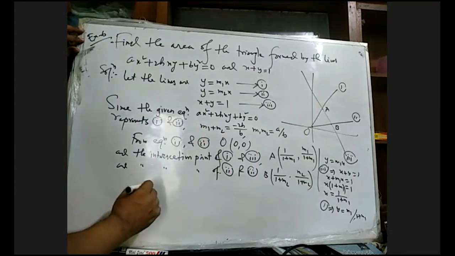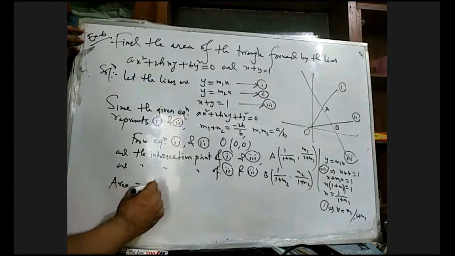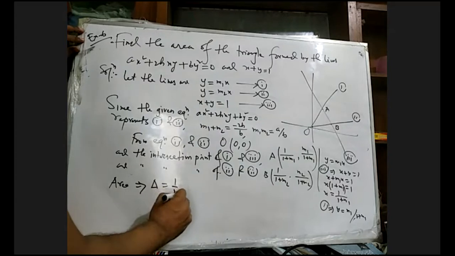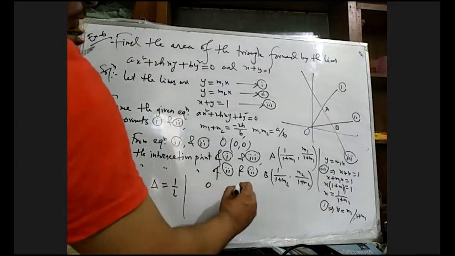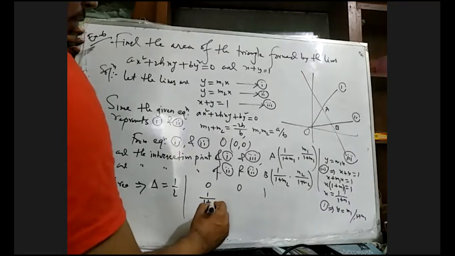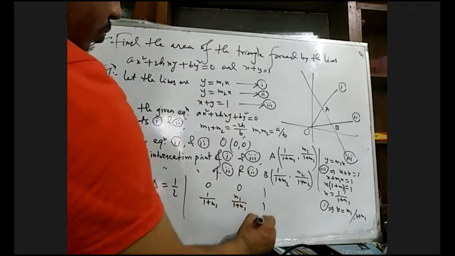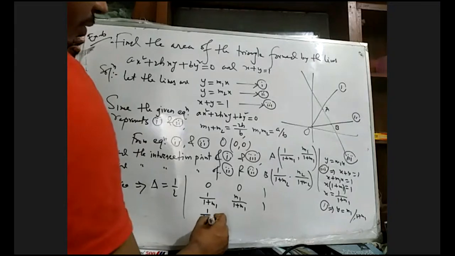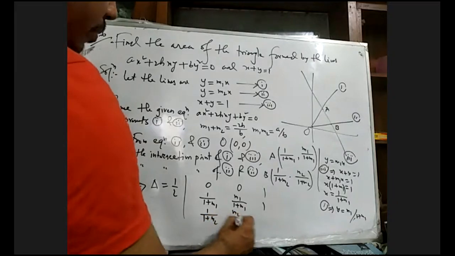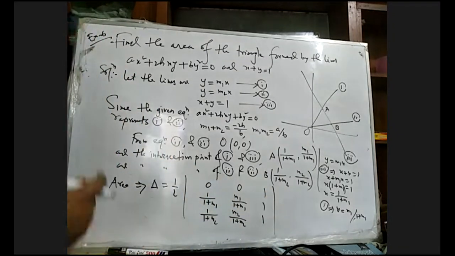Now the area equals half of the determinant: 0, 0, 1; A coordinate 1 by 1 plus m1, m1 divided by 1 plus m1, 1; 1 divided by 1 plus m2, m2 divided by 1 plus m2, 1. Just from this determinant, we get our required area.